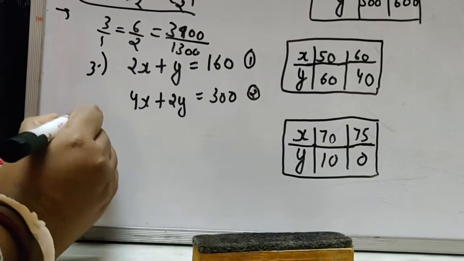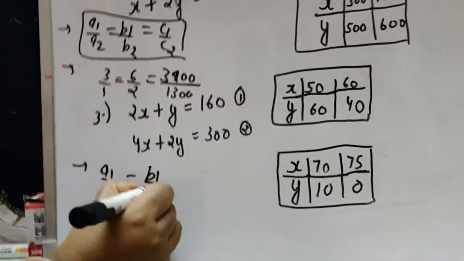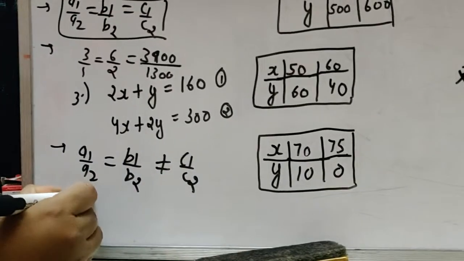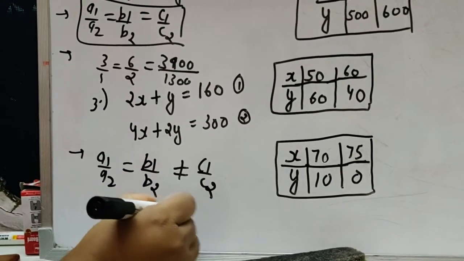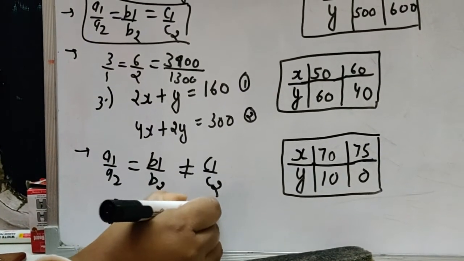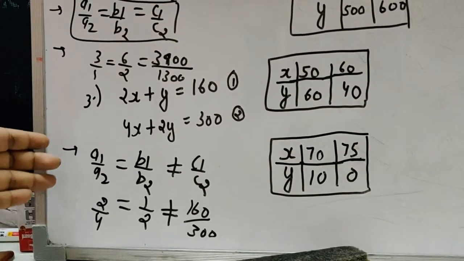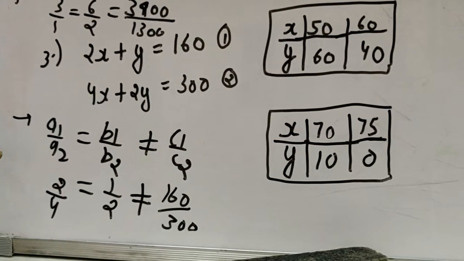Are you getting this thing? You will be getting a1 upon a2 is equal to b1 upon b2 but not equal to c1 upon c2. Just check out. 2 upon 4 is equal to 1 upon 2 but not equal to 160 upon 300. So it means when I'm going to draw the graph, obviously you will be getting parallel lines and it means these equations don't have any solution.